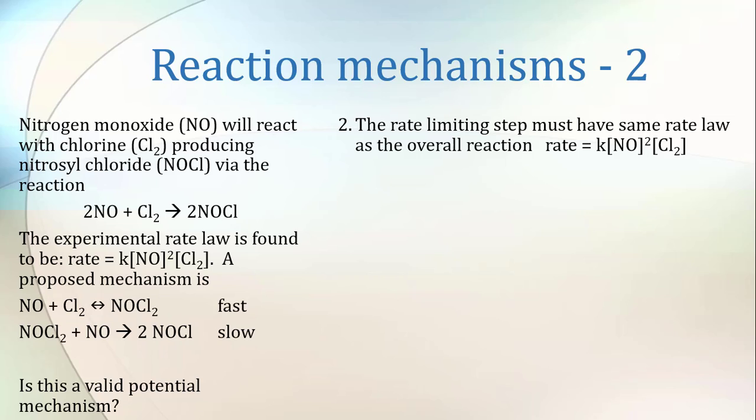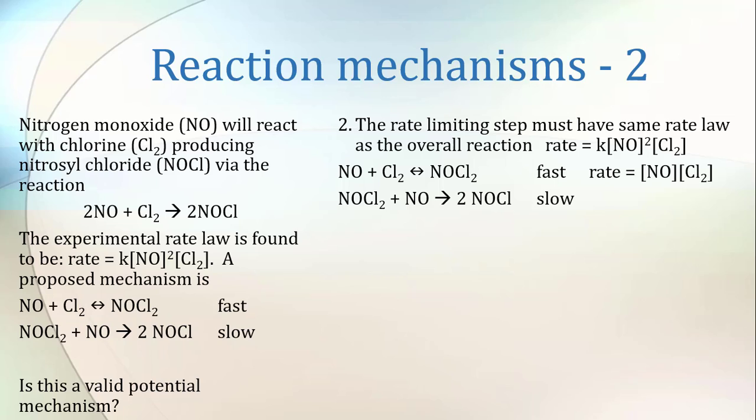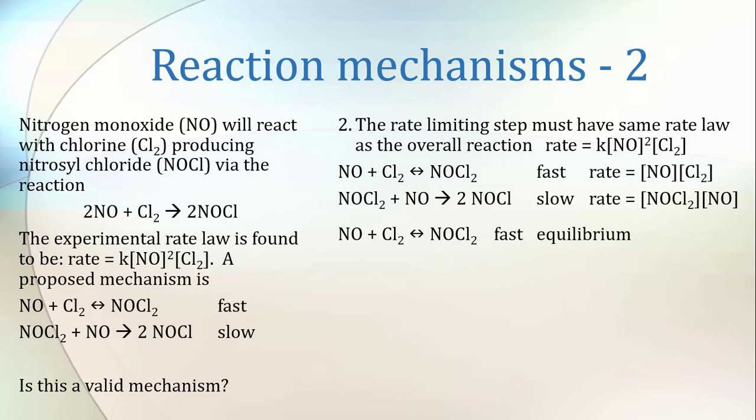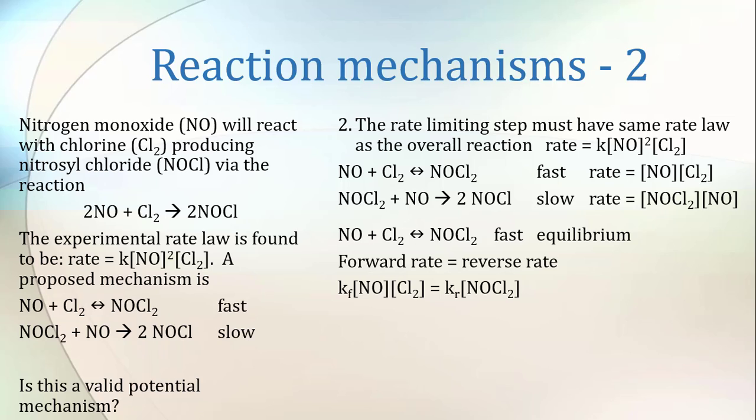We know that this is the rate law. So we set things up. The first rate law for the fast step looks like this. For the slow step, it looks like this. So we take the rate law before the slow step, and that will go into equilibrium. The forward rate has to equal the reverse rate, so the rate law going forward has to equal the rate law going backwards. Divide both sides by the rate law for the reverse reaction.